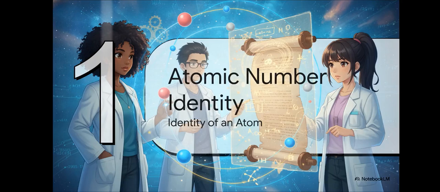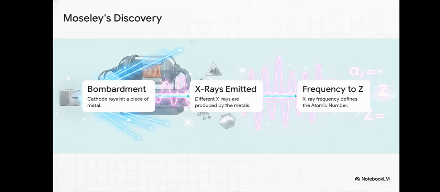Let's get into it. So let's travel back in time just a bit to 1913. There was this brilliant scientist, Henry Moseley, and he ran a totally groundbreaking experiment. He basically took about 32 different elements, ranging all the way from aluminum to gold, and he literally bombarded them with cathode rays. Basically, he just shot high-energy electrons right at these pieces of metal. And when he did that, bam, the metals emitted distinct X-rays.